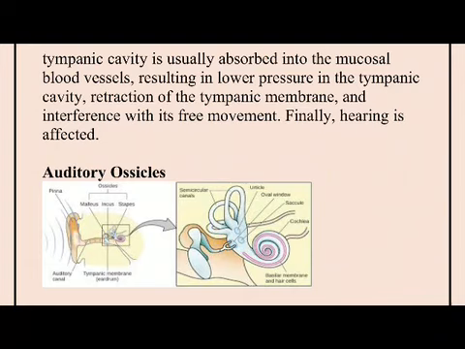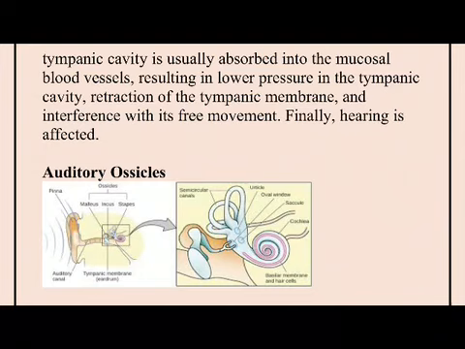Now, very importantly, I need to talk about the auditory ossicles. Take a look at this diagram here. You're going to see the auditory ossicles, that's the malleus, the incus, and the stapes. They are all illustrated there. They are very important as far as hearing is concerned, transmission of sound is concerned.